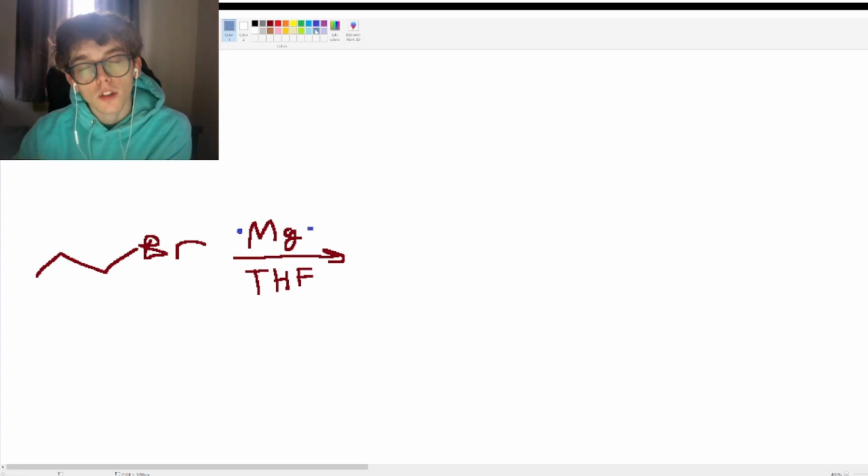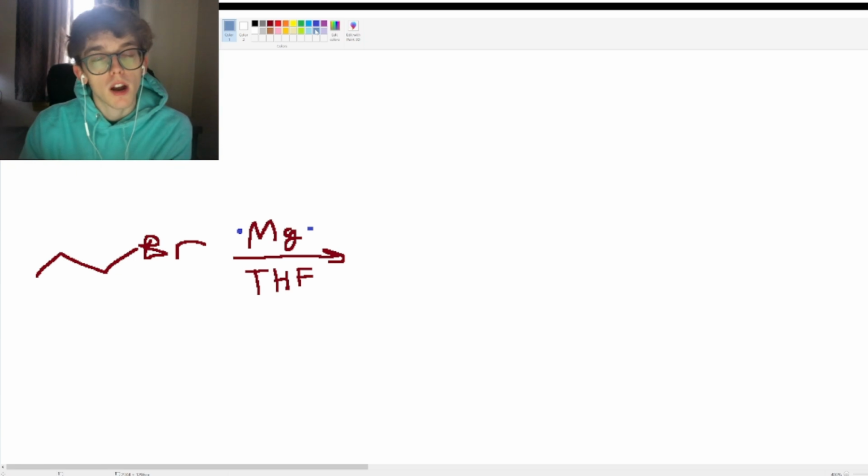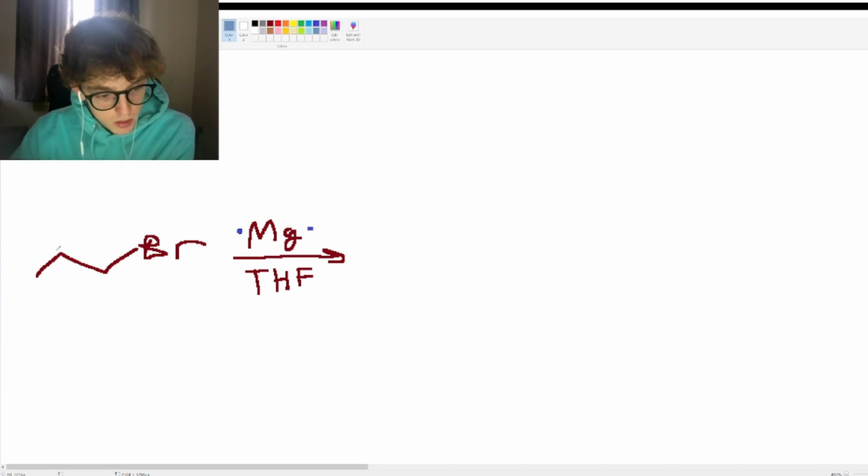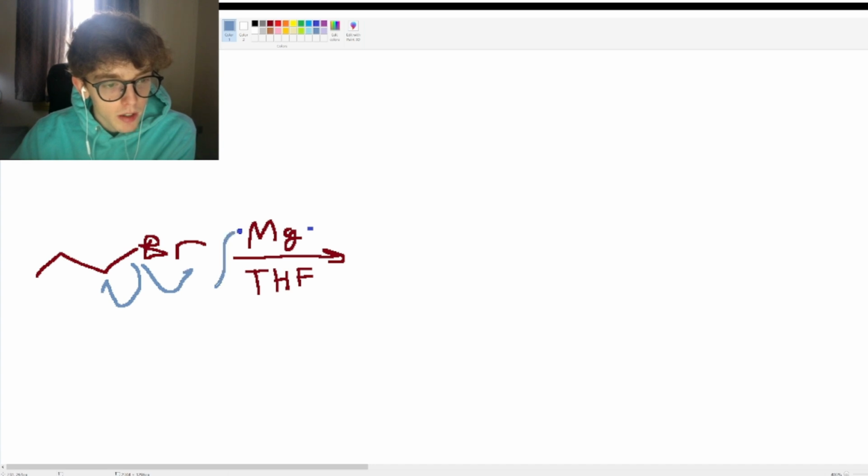Now, you've seen radicals, hopefully. That's why we cover it before alcohols, because you need to know the radical mechanisms before you get to this chapter so you understand the Grignard reagents. We're going to see a homolytic bond cleavage here. This carbon-bromine bond is going to break homolytically, but we're going to have coupling of the magnesium and the bromine.